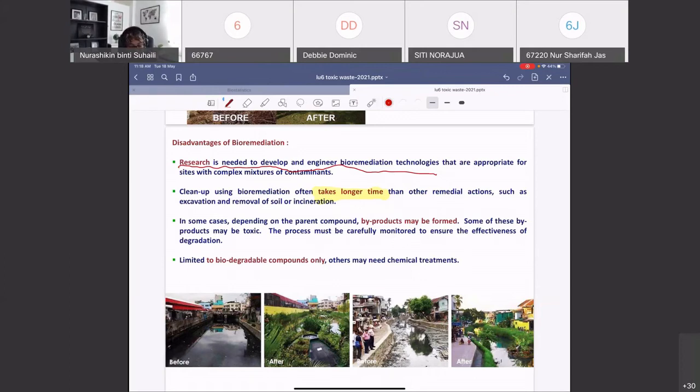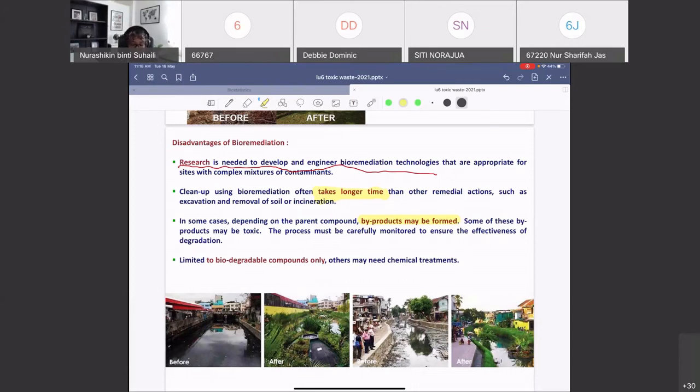And then in some cases, depending on the parent compound, byproducts may be formed. Okay? I mentioned just now that chemical processes may produce hazardous compounds, right? It doesn't mean that bioremediation does not produce byproducts. It may also produce byproducts, but perhaps the level of toxicity, yeah, some of them might be toxic, but most of them might not be as toxic as those emitted by the chemical processes.